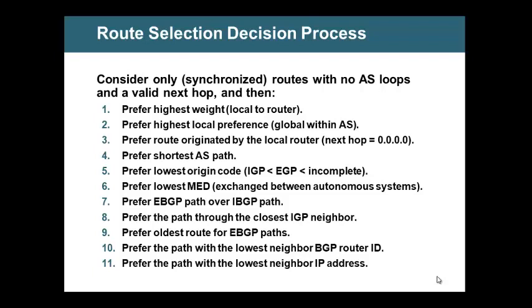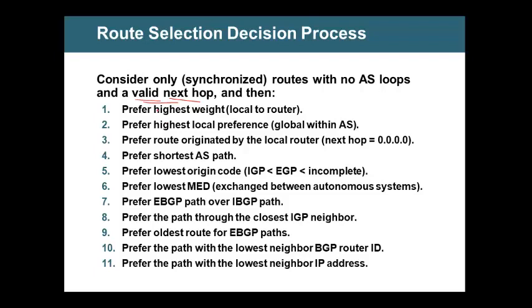For example, you see the very first line on the top. Considers only synchronized route with no AS loop and valid next hop. And then only it will go to the first attribute. See, before the first attribute, we have this condition that needs to be met. The next hop given by your neighbor needs to be a valid next hop.